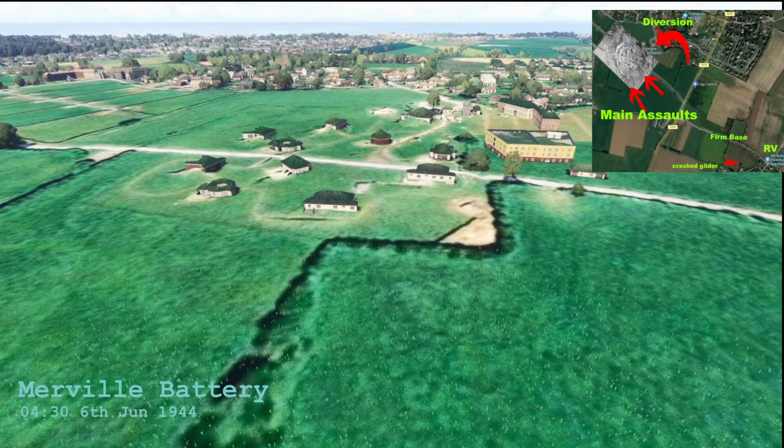He reports during this as well, the glider crash to the southeast has actually distracted the Germans, and there's a battle going on around that. And the occupants of that glider, the survivors, were engaged with a platoon of Germans.